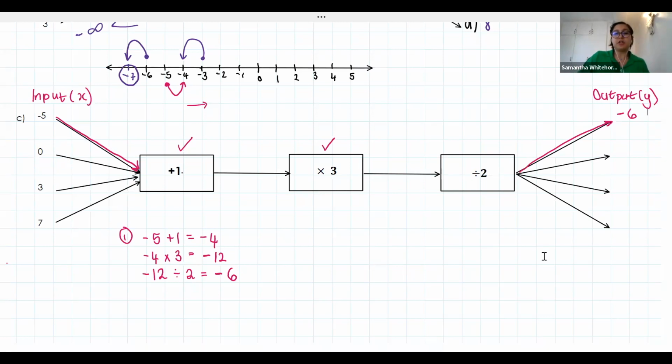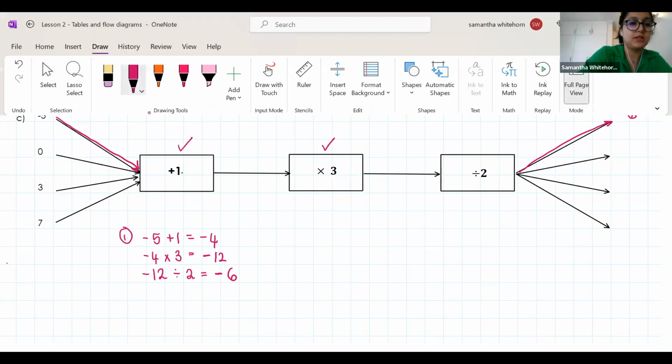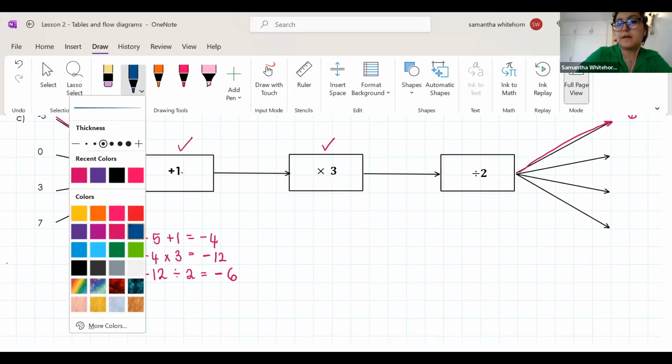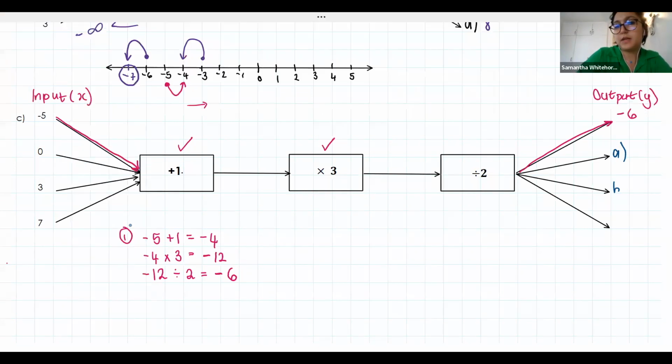So I want you guys to finish it off for me and find the outputs for 0, 3, and 7. I'll add some numbers here. So let's call this A, B, and C. So I want those outputs there.